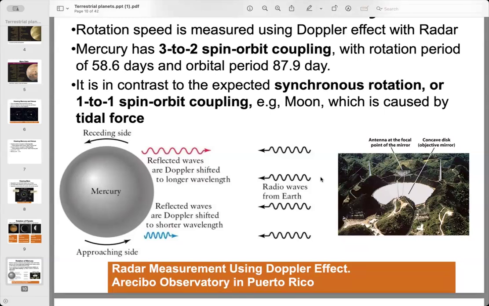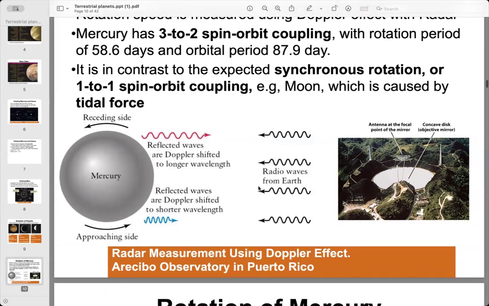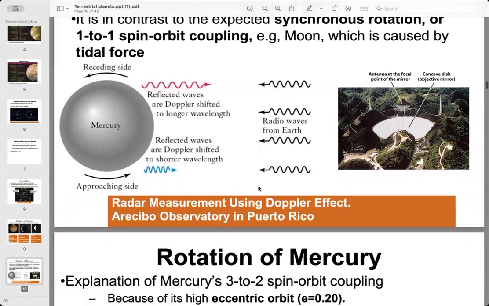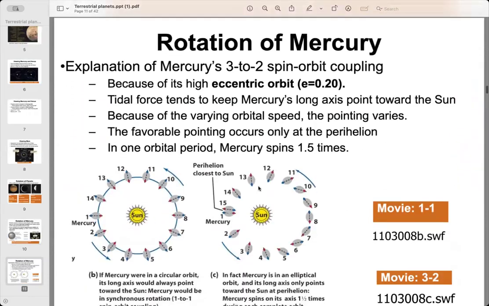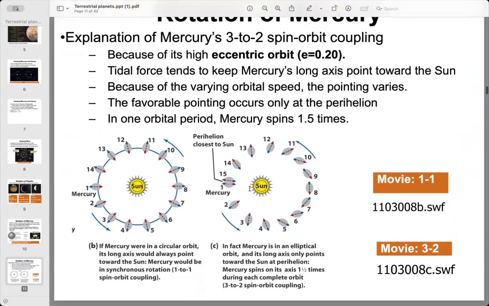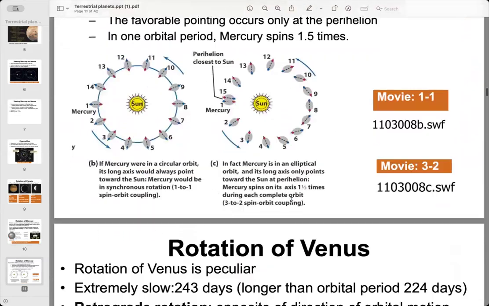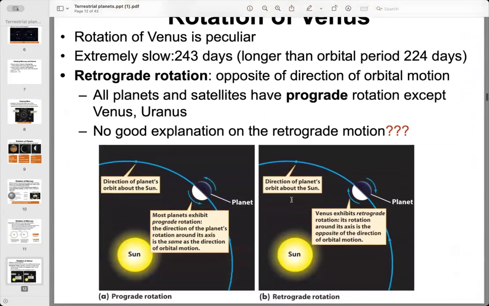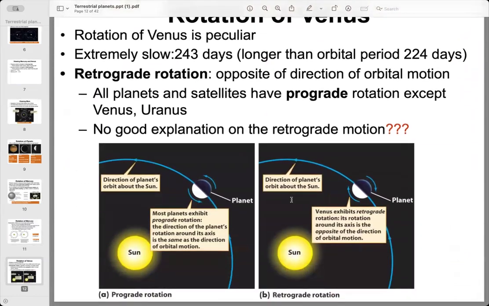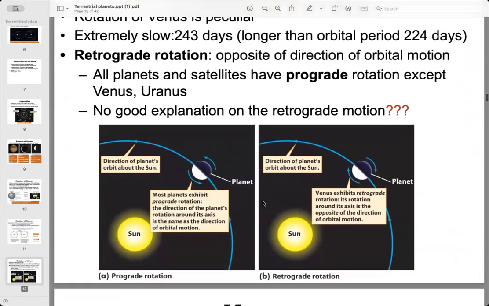And the rate of rotation was determined by sending radio waves and measuring the Doppler shift of the waves after being reflected from opposite sides. Here's a picture explaining the 3-to-2 spin orbit coupling. Rotation of Venus, slow and retrograde.